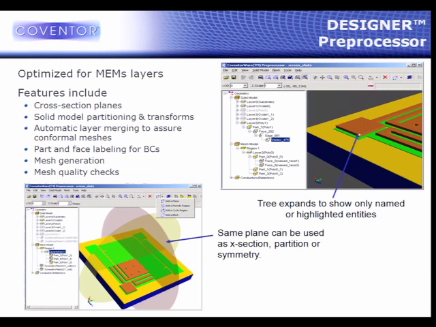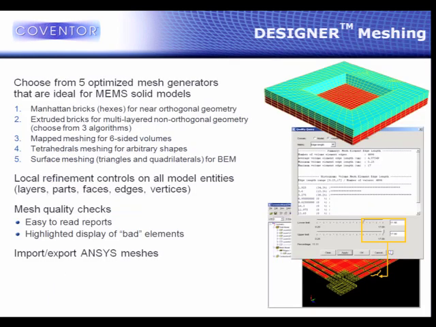As you choose which layers you're going to do an analysis on and drag them into the mesh model folder, it automatically figures out which layers are touching and merges them, which assures that you get a conformal mesh on those layers, and that's important for finite element modeling. And it has access to our mesh generators and mesh quality checks.